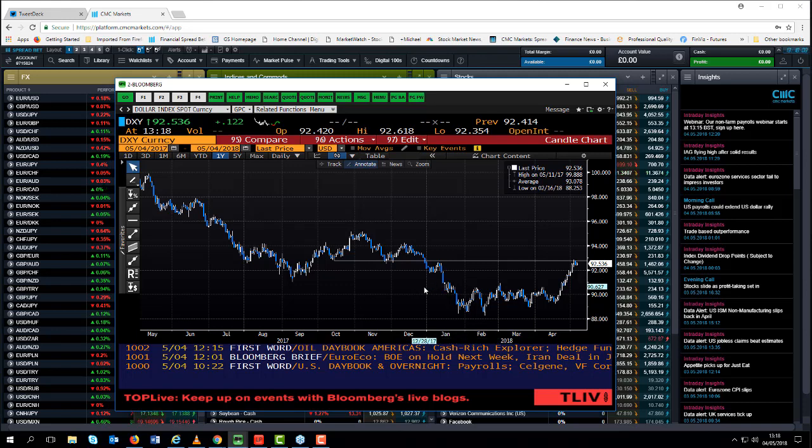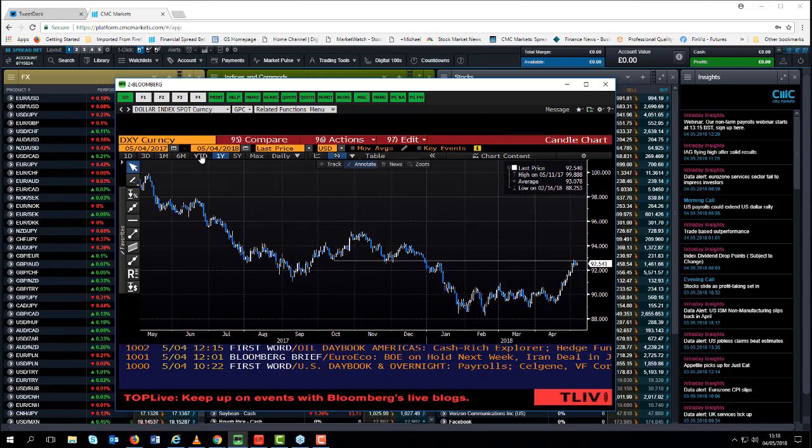Now, those of you who've attended previous webinars will know that I highlighted this area through here, around about 91, as a key breakout level for the dollar index. It also coincided with the 121.50 level on euro dollar. Obviously, that is now back in the rearview mirror, as is the 91 level on the dollar index.